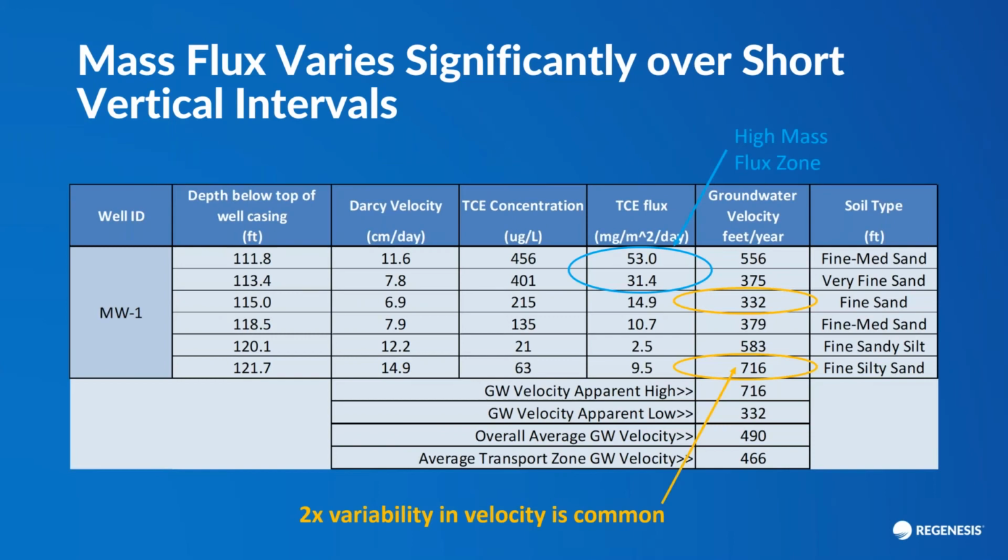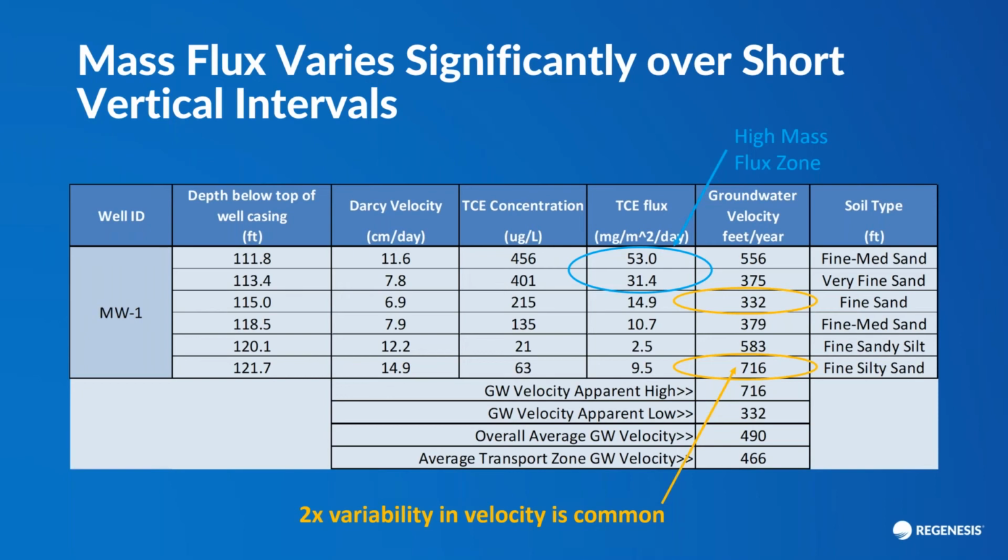In the next slide, I'd like to show you the opposite of that, if you will, where it is not directly tied to groundwater velocity. In this well, if you look just right of the MW1, you'll see the depth below top of casing is 111 to 121 feet. So we have a 10-foot vertical section. Our Darcy velocity varies between 6.9 and 14.9. That's roughly between 300 and 716 feet. Well, there's your 2x velocity variability again.